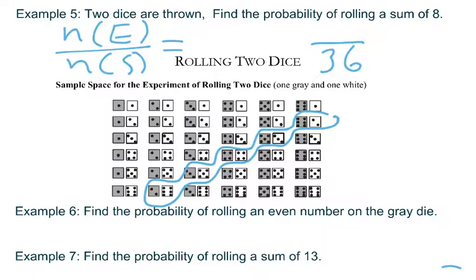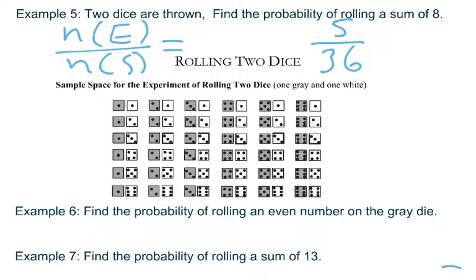Just picking from the sample space, all of these outcomes would result in a sum of 8, and there are 1, 2, 3, 4, 5 of them. 5 over 36. 5 outcomes we're interested in, 36 outcomes total. 5 over 36. That fraction doesn't reduce. There's no common factor in there. Okay, hope that makes sense. Let me clean that up a little bit before I do the next example based on the same sample space.